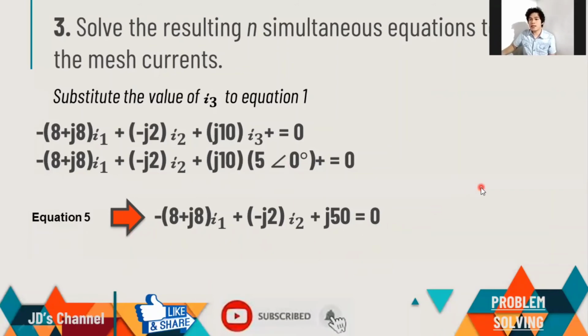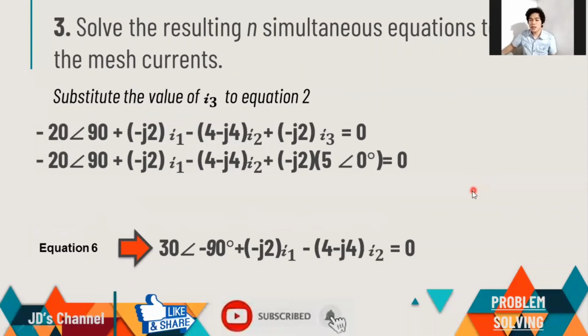And then next one class is substitute the value of I sub 3 to equation 2. So, yung ating negative 20 bar angle 90 kanina, so plus negative J2 I1 minus 4 minus J4 I2 plus negative J I2 times I3. So, dito na natin ilalagay yung ating 5 bar angle 0. And then, input nyo lang class sa calcu. Be careful po, lagyan nyo po ng parenthesis para hindi kayo magkamali.